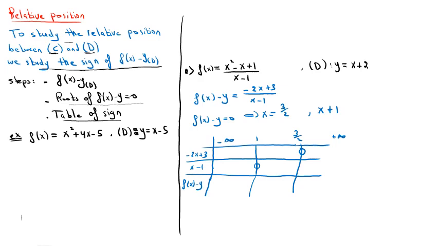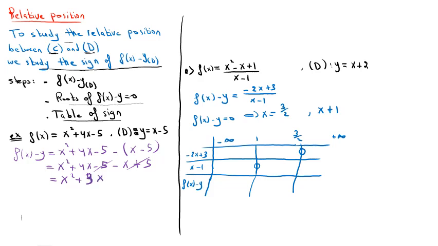Example 1, we have f of x minus y. We start with f of x minus y. It's equal to x squared plus 4x minus 5 minus x minus 5. It's equal to x squared plus 4x minus 5 minus x plus 5. The minus 5 and the plus 5 cancel. x squared plus 3x. We put f of x minus y equal to 0. It is a quadratic, we can factorize to get the roots, or by calculator, x equal to 0 or x equal to minus 3.